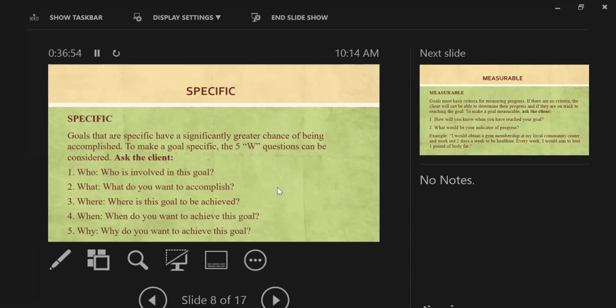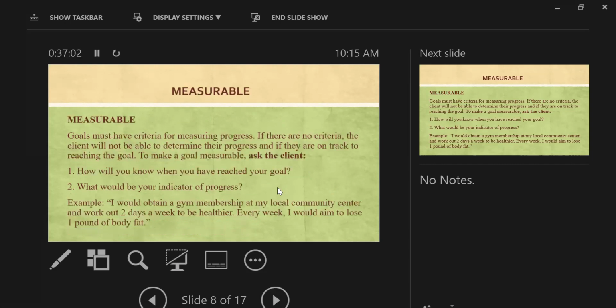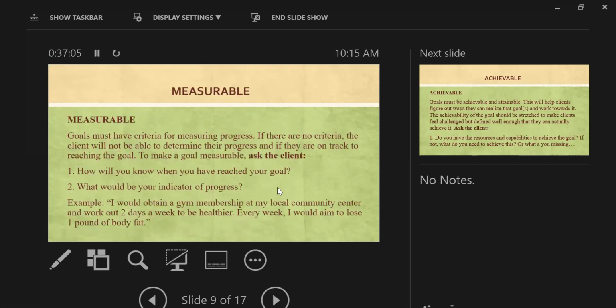Okay, so I'll just run it through, and then we'll come up with a goal and go through this together. Okay, specific, measurable. Goals must have criteria for measuring progress. If there are no criteria, the client will not be able to determine their progress, and if they are on track to reaching the goal. To make the goal measurable, ask the client, how will you know when you reach your goal? Keep that in mind. I ask the client a lot. Question 2: what would be your indicator of progress?